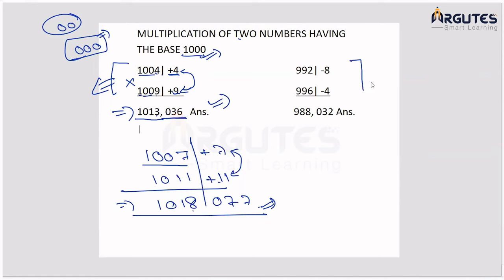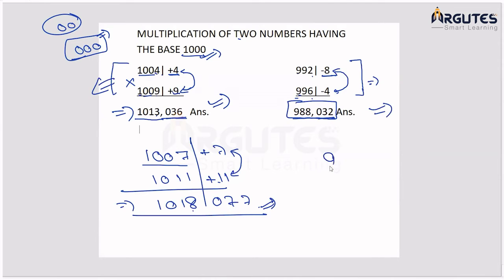Now we are doing it for numbers which are both less than 1000, like 992 into 996. So 992, how much less than 1000 is it? It is 8 less than 1000. 996, how much less than 1000? It is 4 less than 1000. So we just multiply 8 into 4, that is 32. So we will write here 032. Now 992 minus 4 is 988. So your answer will be 988032.